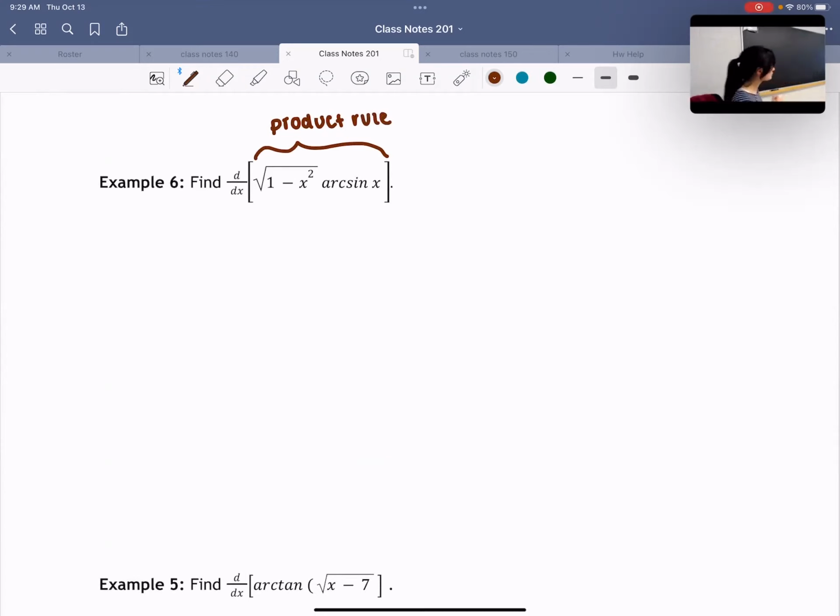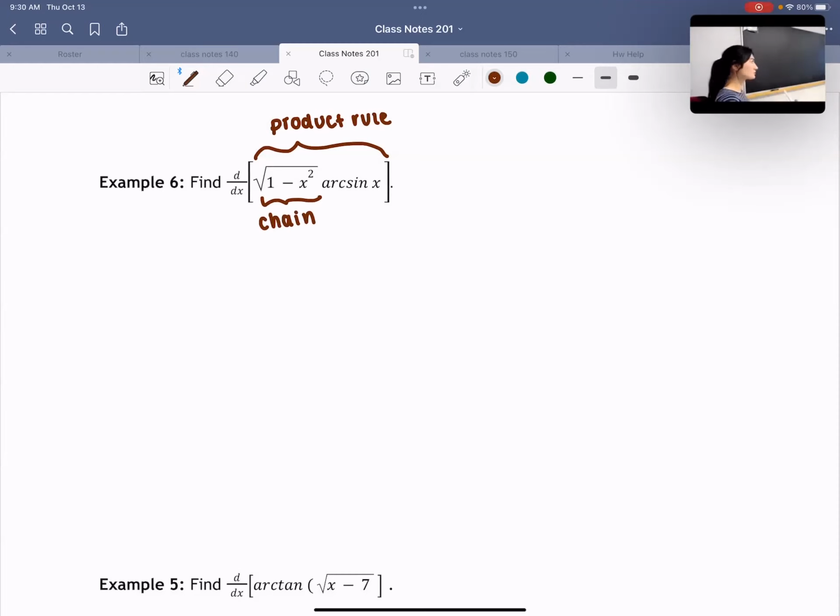But let's look a little bit closer. When I do the product rule, I'm going to need to take the derivative of arc sine. I'm also going to need to take the derivative of the square root of 1 minus x squared. Am I going to have to use a rule to find the individual derivatives? And which rule is that? Chain rule, right? And that's going to be used for this derivative here.